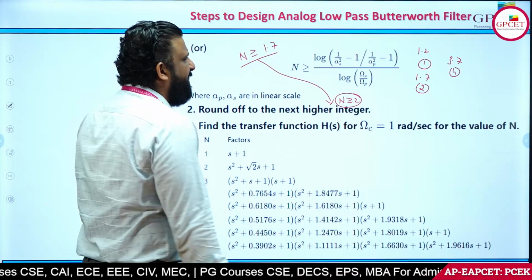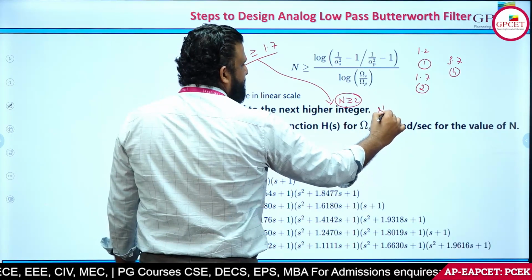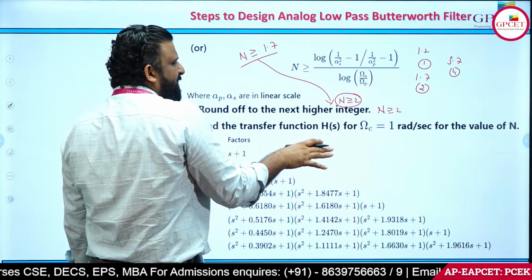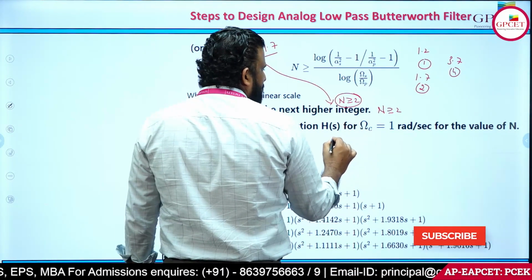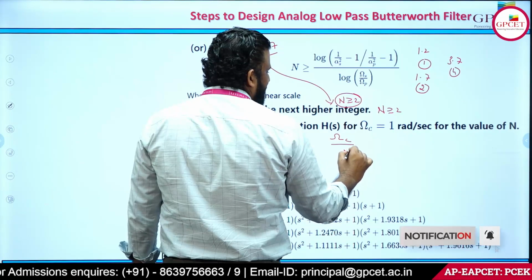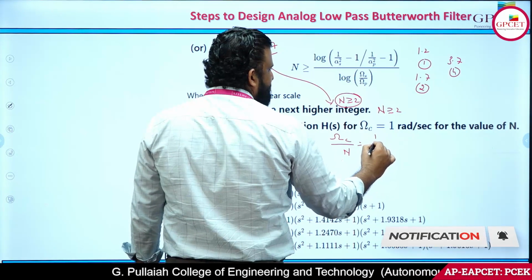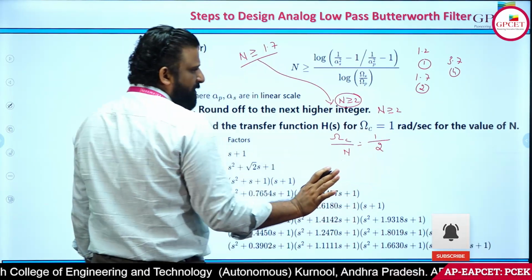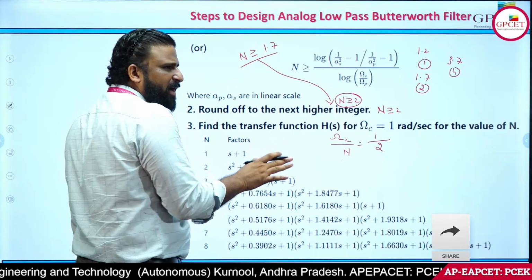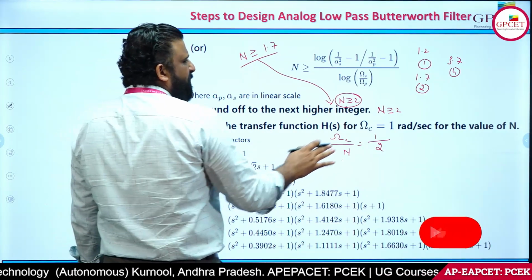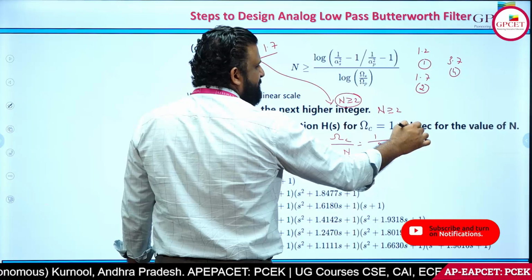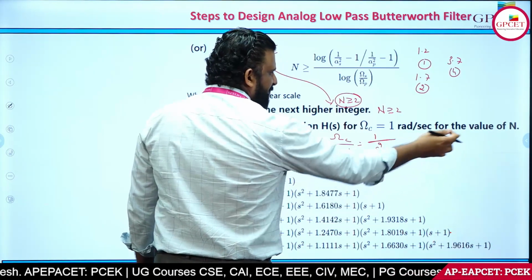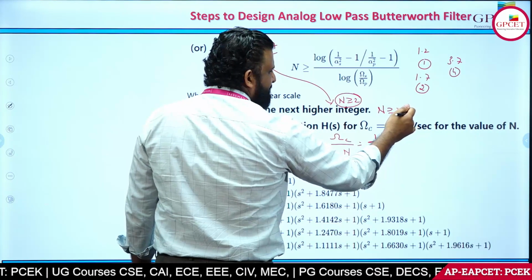In the third step, after getting this value, for example, we got n greater than or equal to 2, we get the transfer function in terms of omega c and capital N. Here omega c is equal to 1 radians per second, and I got n equal to 2. Clear? So in the third step, you find the transfer function H of s. For that, omega c is 1 radians per second, and for capital N, what I got in the second step is 2, for example.